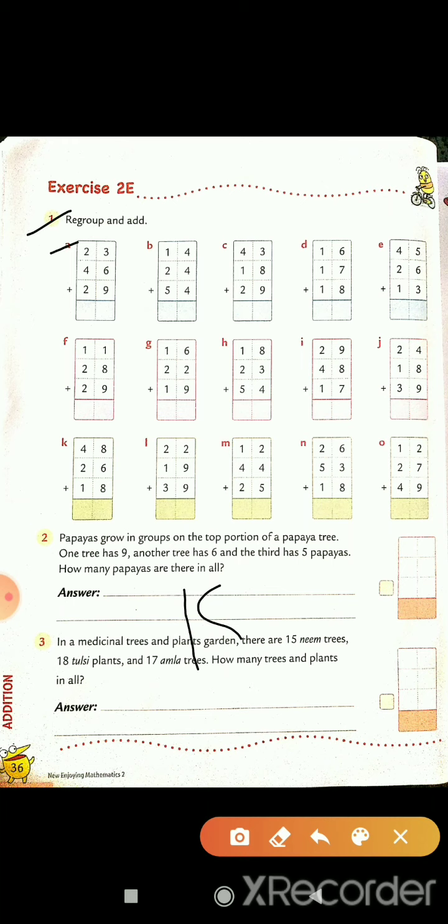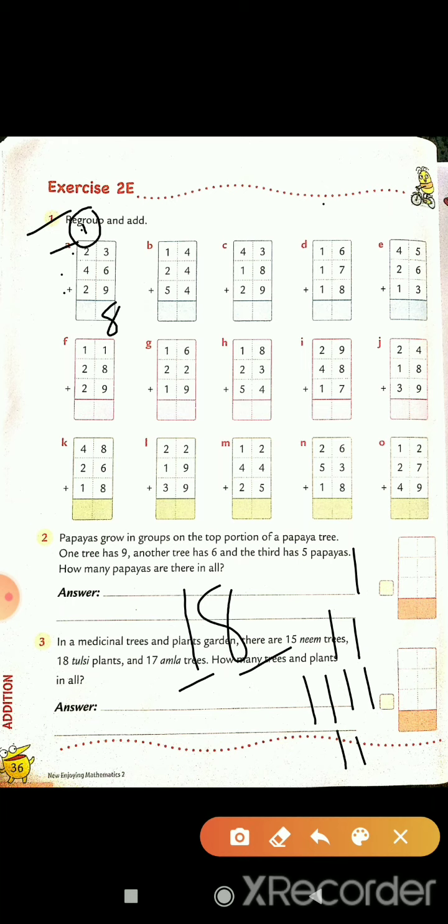18. 18 can be regrouped as 1 ten and 8 ones. So we will write 8 at the place of ones and 1 will be carried to the tens column. Now we have to add the tens. 1, 2, 4, 2. You can add them together, or the bigger is 4.